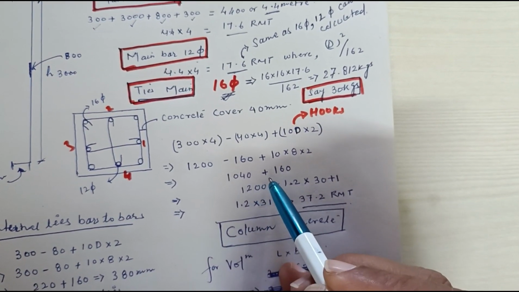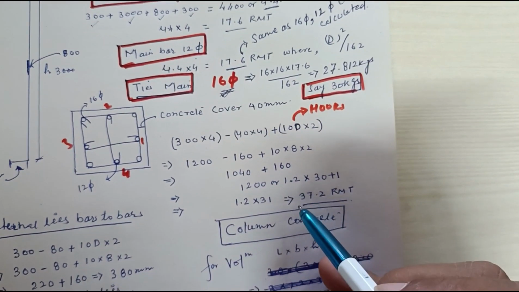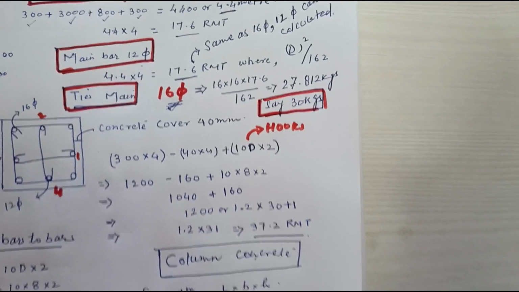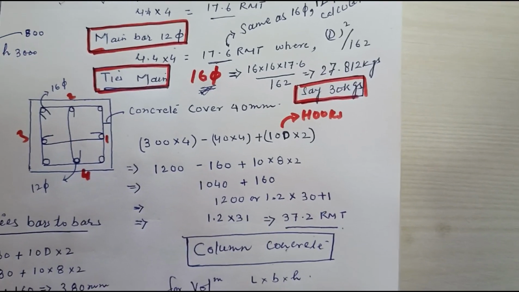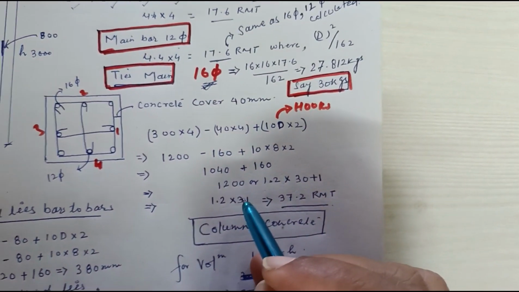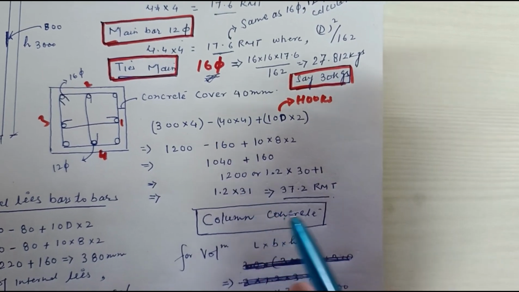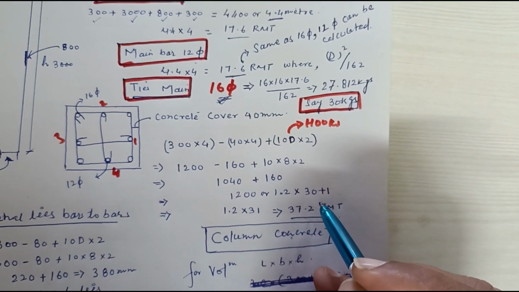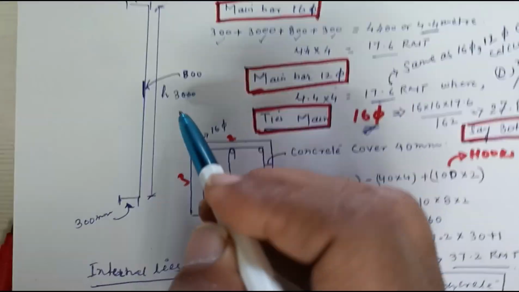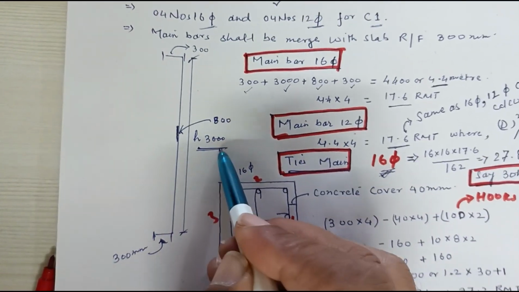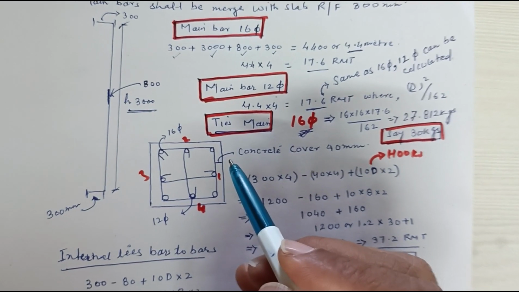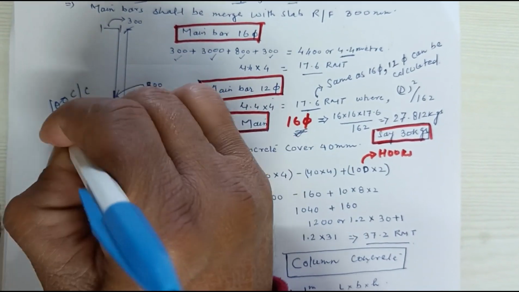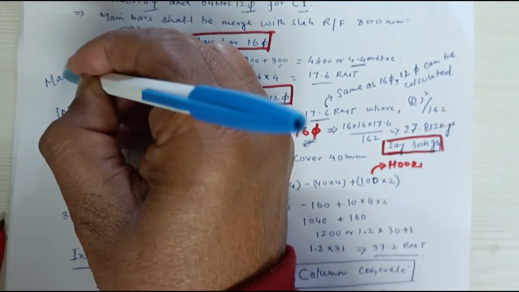Then what is coming? It's coming 1040 plus 160, and this is the same, 1200. One tie's length is 1200 or 1.2 meter. Okay, and height is how much? This is mentioned here, 3000. Then center to center distance is 100. Center to center distance is 100 for ties.